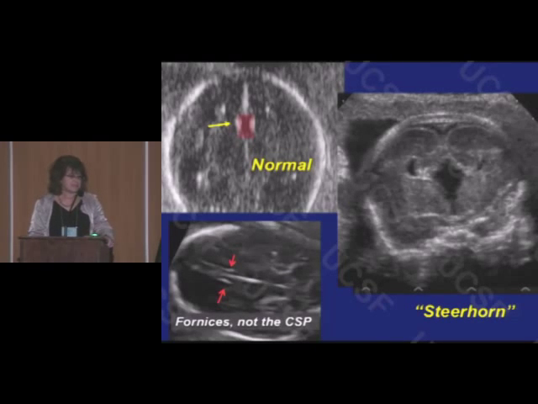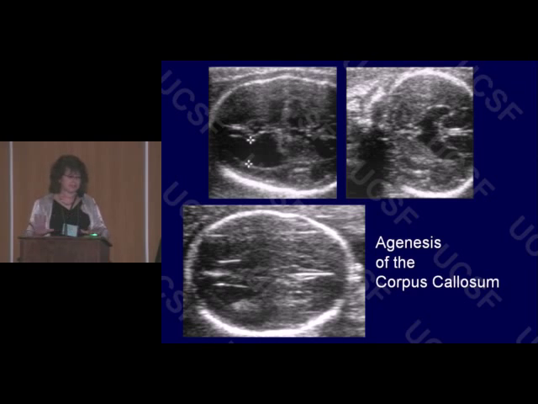Those are the fornices. And I think therein lies the risk of settling for a picture you think is probably the cavum and not realizing it's really absent.